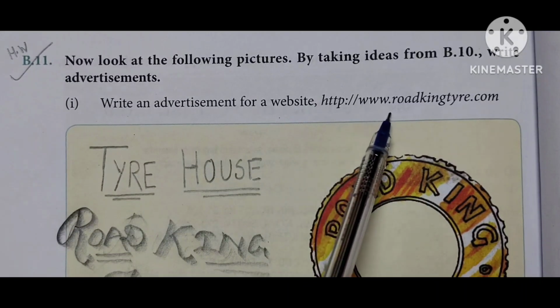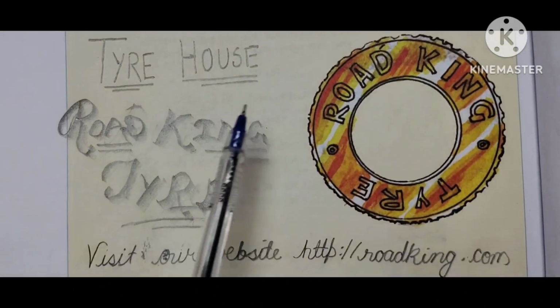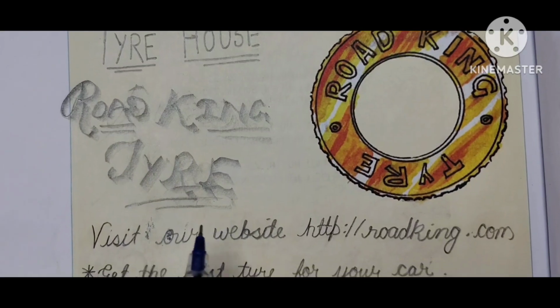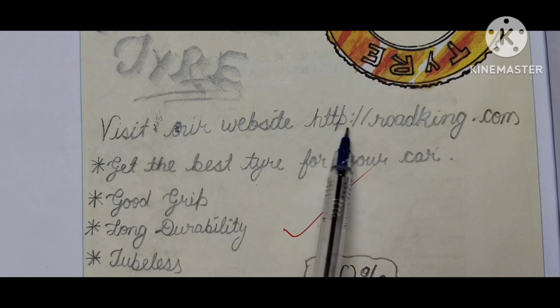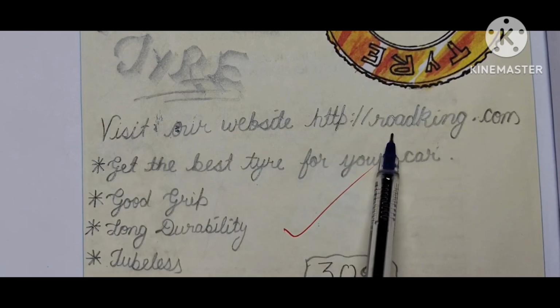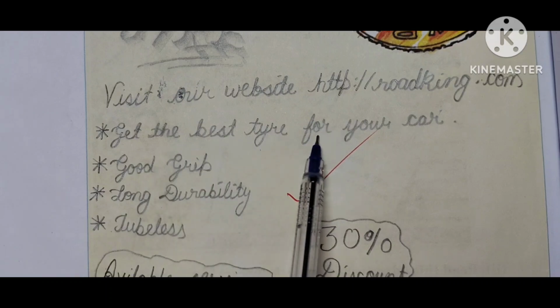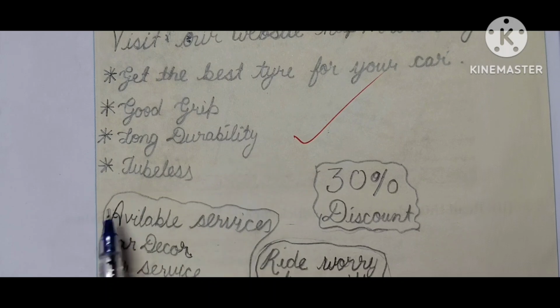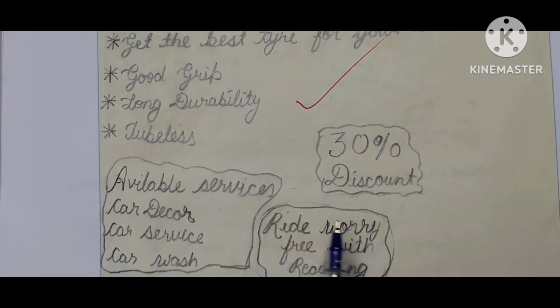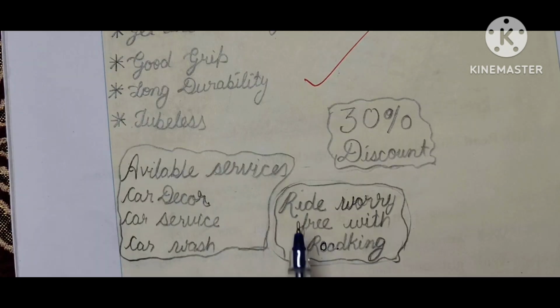www.roadkingtire.com. Tire House, Road King Tire. Visit our website. Get the best tire for your car. Good grip, long durability, tubeless, 30% discount. Available services: car decor, car service. Car ride worry free with Road King.